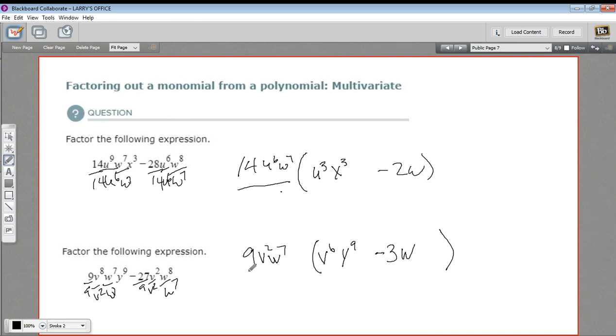So we end up with 9v to the second, w to the seventh. That's the piece we factored out. And once we're done factoring that out, we've divided both those terms by that. We get v to the sixth, y to the ninth, minus 3w. So that is how to factor out a monomial from a polynomial.